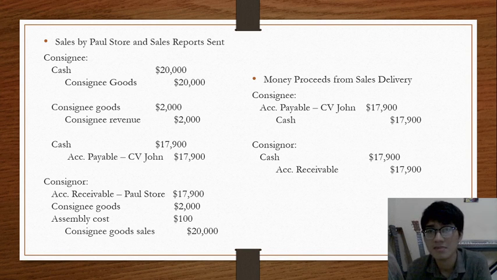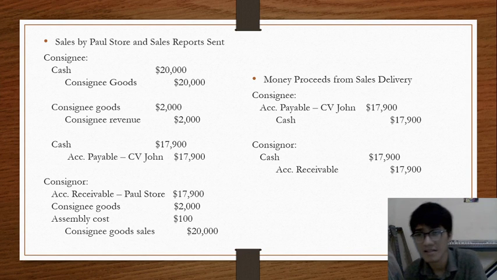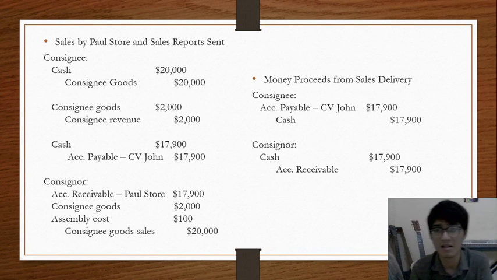Money proceeds from sales delivery. For the consignee, we put accounts payable of CV Zone $17,900 on debit, and on the credit we put cash $17,900. And for the consignor, we put cash on debit $17,900 and accounts receivable on credit $17,900.